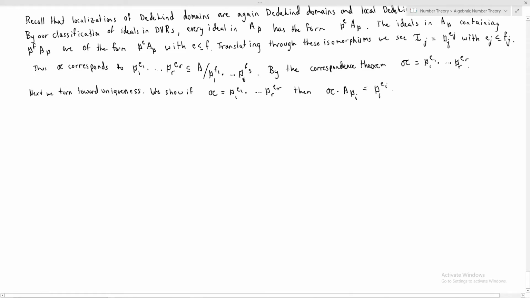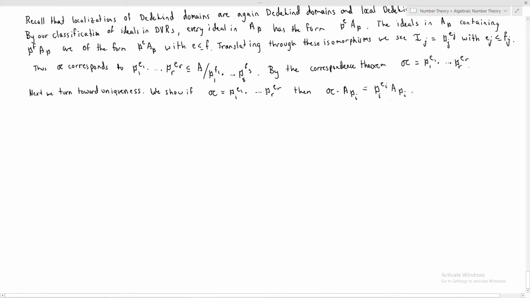Okay, and this suffices to prove this because basically this tells me that from A I can determine all these powers. If I got two different factorizations, then I would have to get two different powers, which would force two different powers of P to be equal in the localization, but this can't happen.